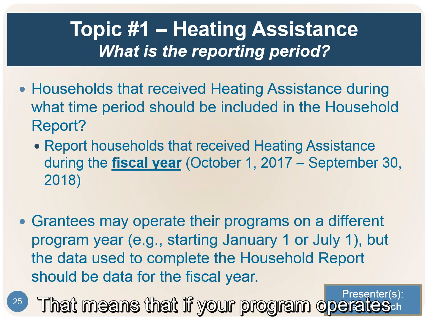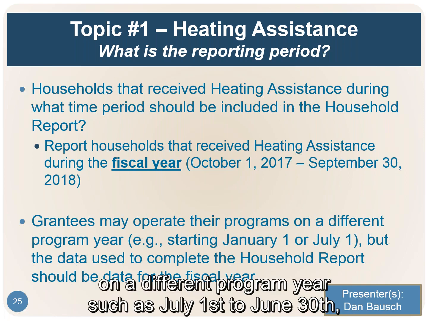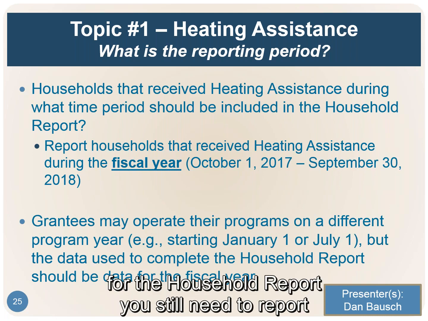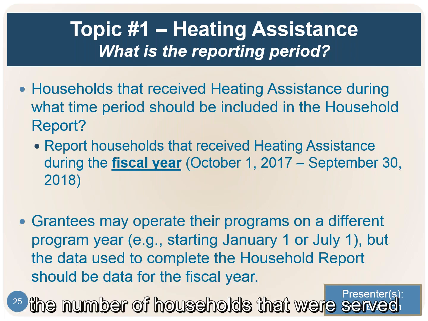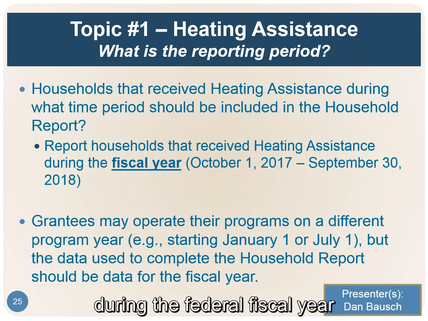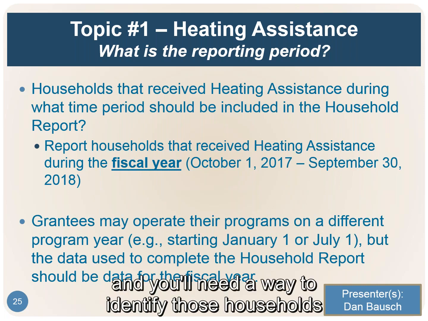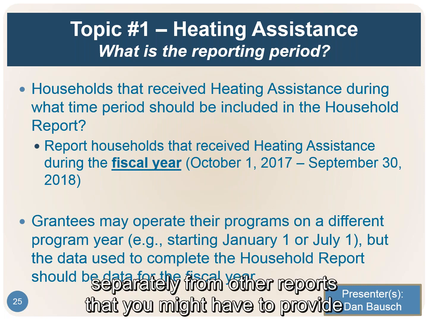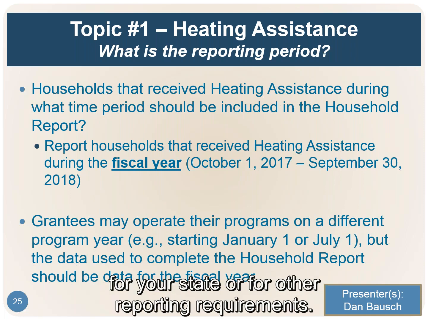That means that if your program operates on a different program year, such as July 1st to June 30th, for the household report, you still need to report the number of households that were served during the federal fiscal year. And you'll need a way to identify those households separately from other reports that you might have to provide for your state or for other reporting requirements.